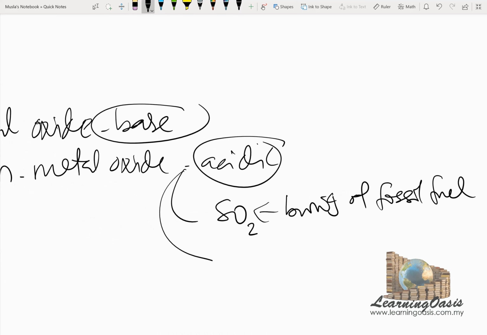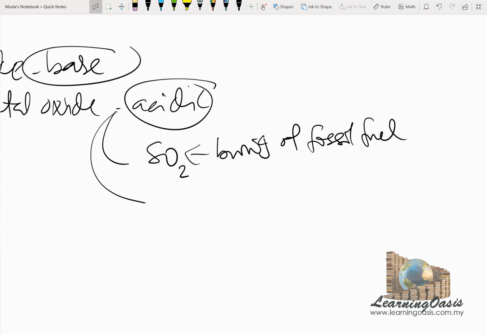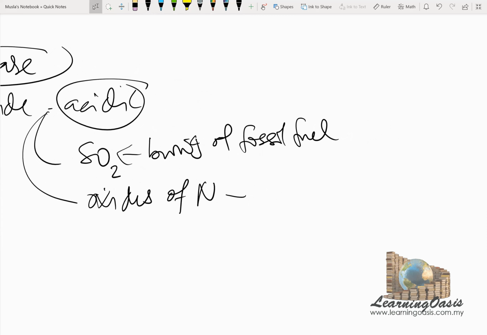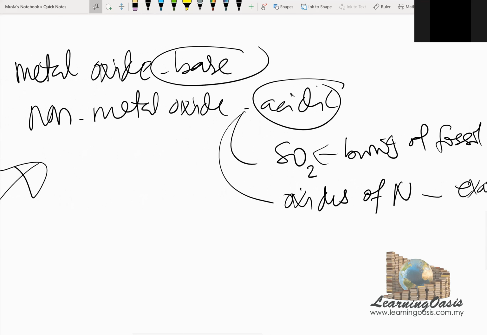What's another acidic oxide that is harmful to the environment? Oxides of nitrogen. Where do you get the oxides of nitrogen from? The high temperatures of the exhaust cause the nitrogen in the air to react with the oxygen in the air. So you talk about exhaust fumes, right? Okay.